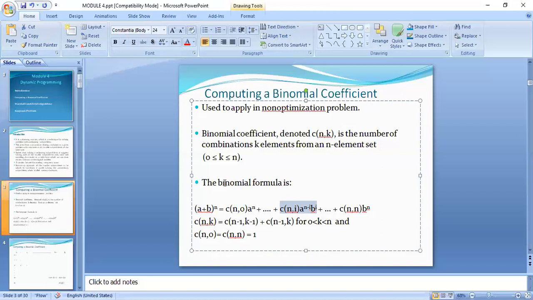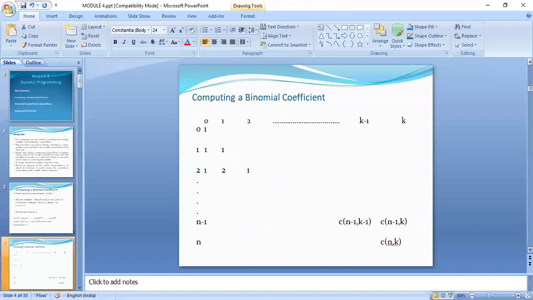When computing a binomial coefficient, you create a table. The rows go from 0 to n, so there will be n plus 1 rows including the 0th. Similarly, the columns go from 0 till k, as we are finding the value of C of n comma k. C of n comma k depends upon the previous terms, so you always need to complete the previous rows to calculate any of the values.